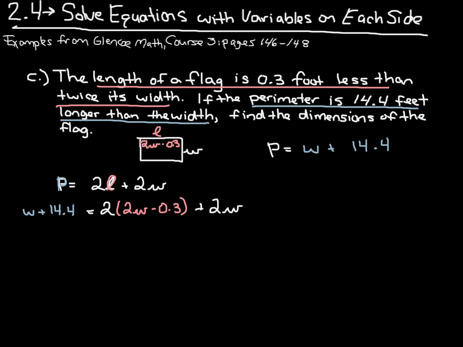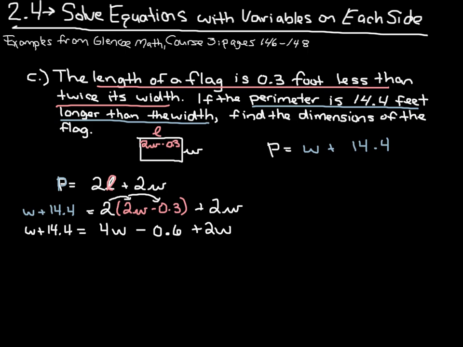And so now I have an equation where I have the W as my single variable, even though it's on both sides of the equation. And now I get to simplify and solve. We'll have our W plus 14 4/10 here on the left side for a little bit. And that's going to equal, I need to distribute this 2 to the 2W and the minus 3/10. So that 2 times 2W is 4W, minus this 2 times 3/10 is 6/10. Then plus 2W.